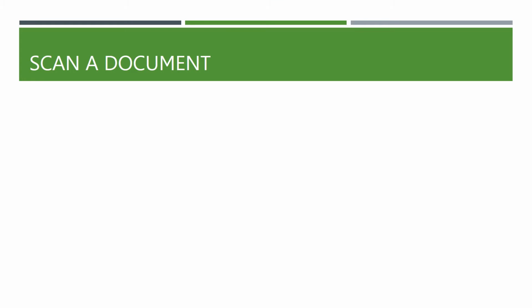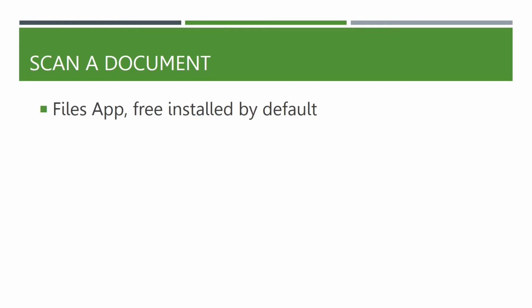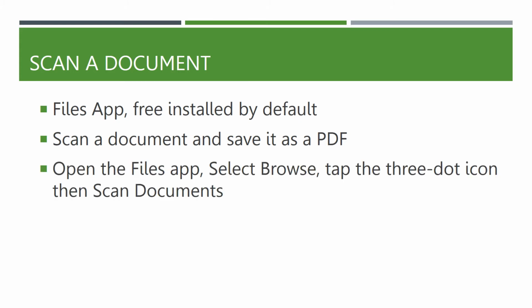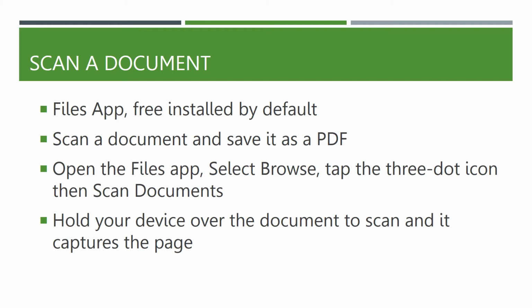Now you can scan documents in the Files app, which is free and available by default on your device. In the past, you'd have to purchase a separate app from the App Store to handle this. The updated Files app now lets you scan documents and save them directly to your device or even to your cloud storage. Simply open that Files app, select the Browse tab, tap on the 3-dot icon, then choose Scan Documents. Hold your device over the document and it should automatically capture the page.